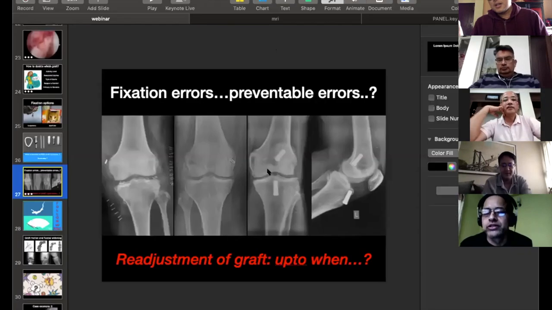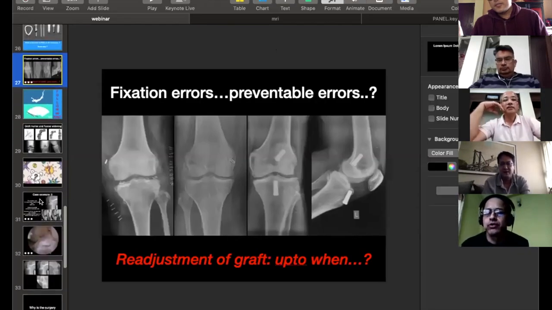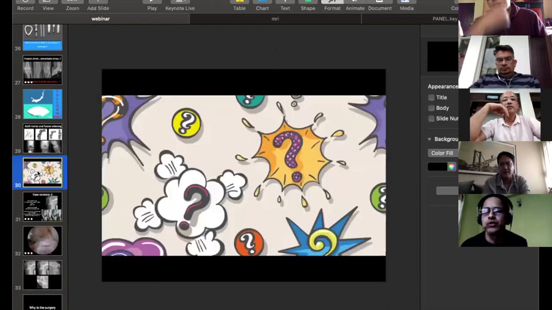I have one question here. If you have done a bone patella tendon bone graft, would you like to see an X-ray after some weeks or months to see the healing? Yes, I agree with you. If you've done a bone patella tendon bone graft, maybe you need an X-ray.